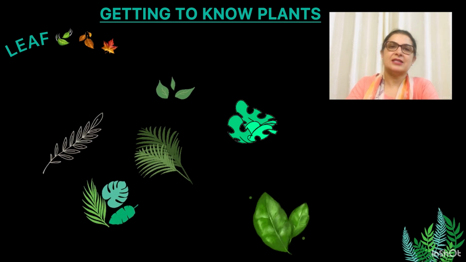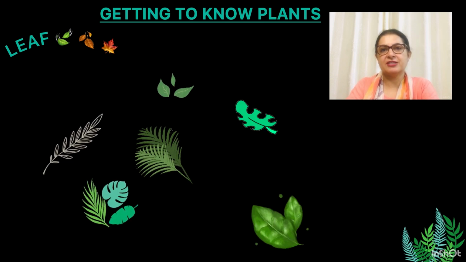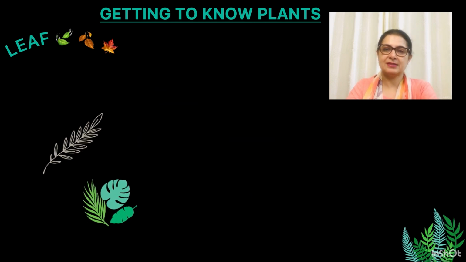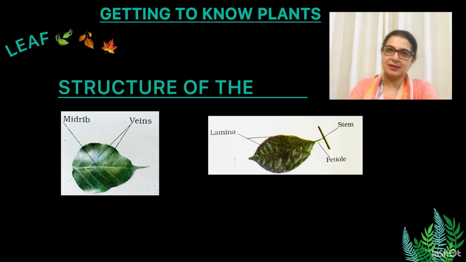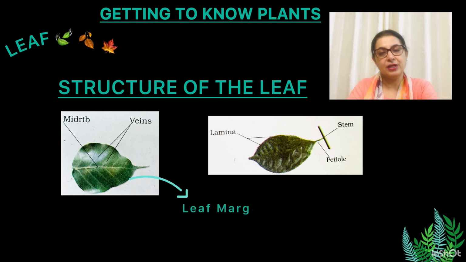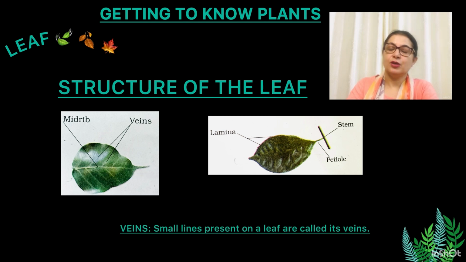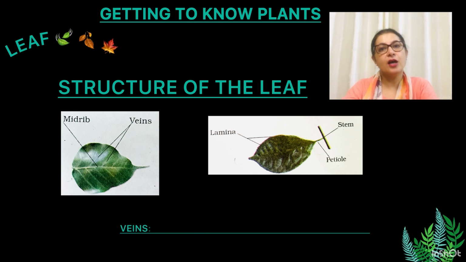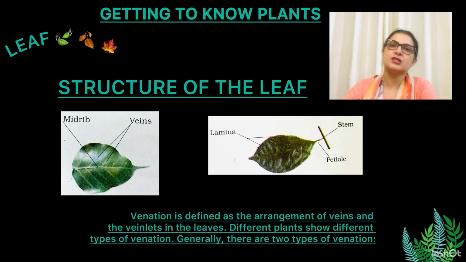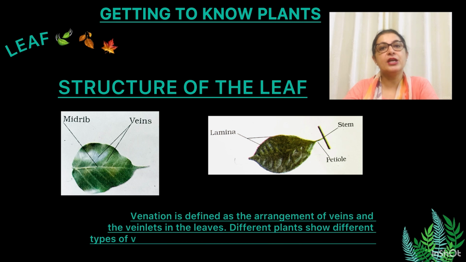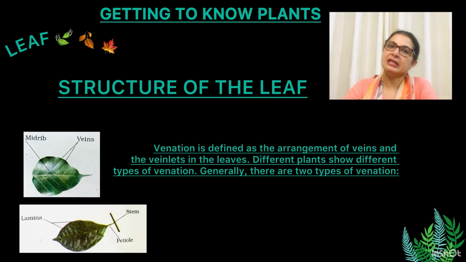So as you can see in the diagram, as far as the shape of the leaf is concerned, it can have different kinds of shapes. But what is important is the main structure of the leaf, and that is that it has a boundary which is known as the leaf margin. And in the leaf, you can see that there are some kind of lines. These are the veins. Now the arrangement of these veins in a leaf, that is what is known as the venation. So venation can be defined as the arrangement of the veins on the leaf.